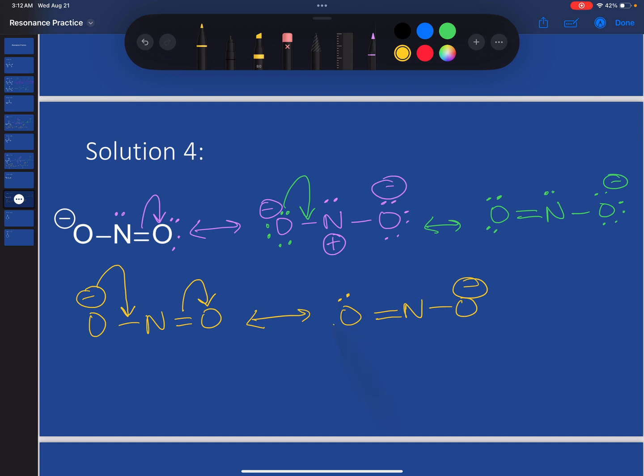And so if I wanted to, I could include the lone pairs, and we would see that these 2 structures are the exact same. And that's the fourth example.